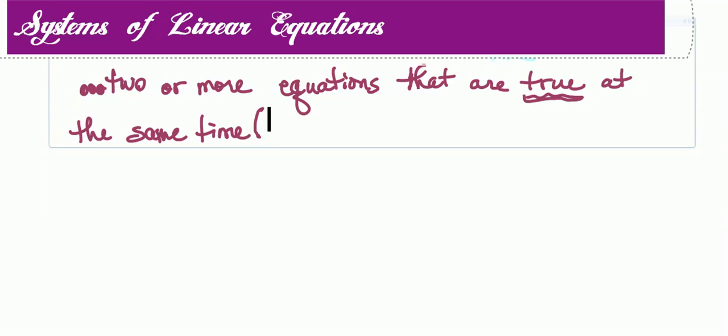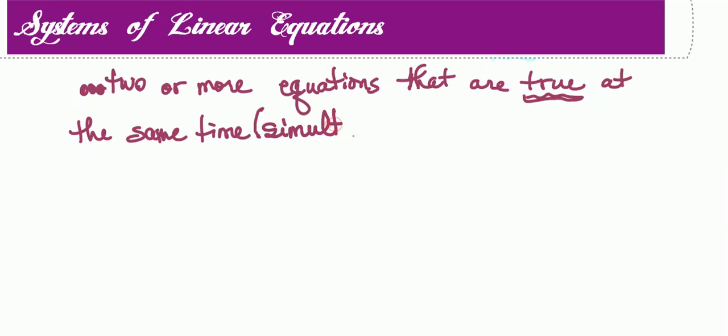So we call systems of linear equations two or more equations that are true at the same time. Many times you'll hear them called simultaneous equations. So if you are Googling for examples and you enter systems of linear equations and you see the word simultaneous in front of equations, that would be the right thing. You can check those out too.